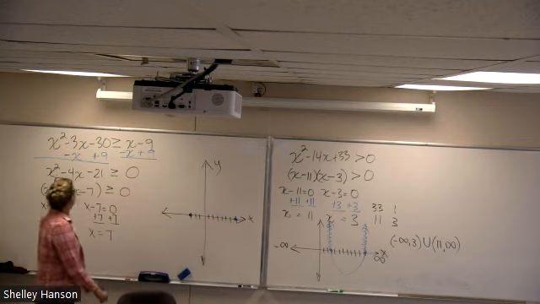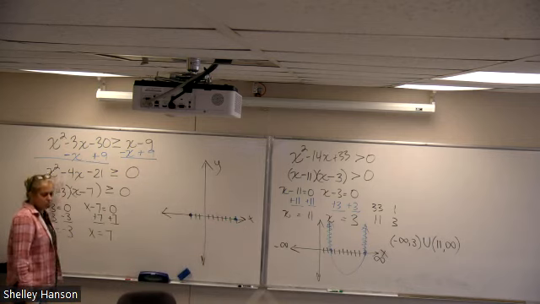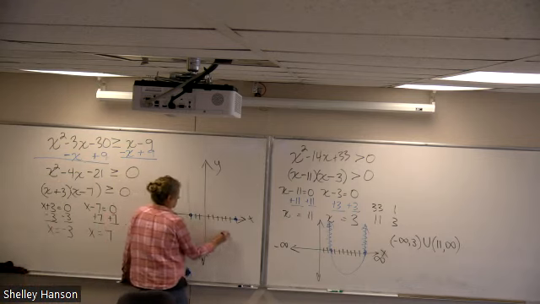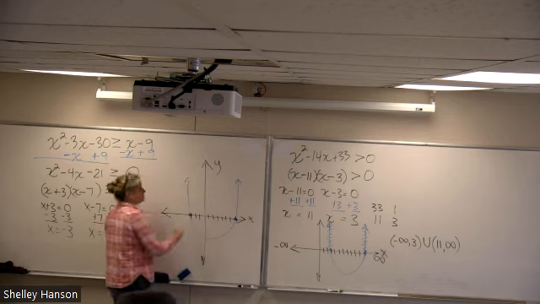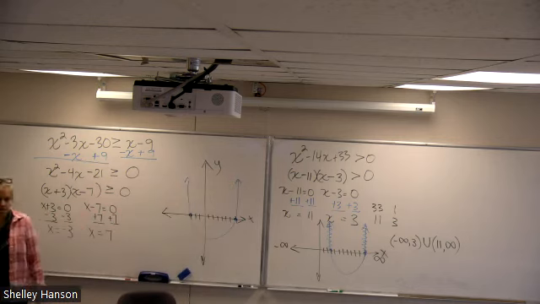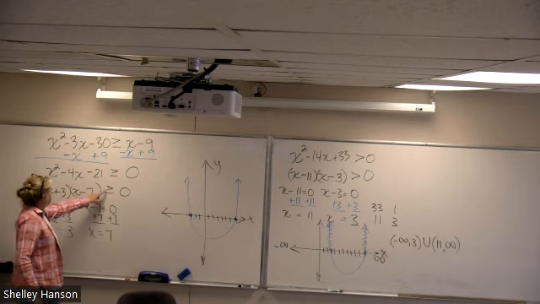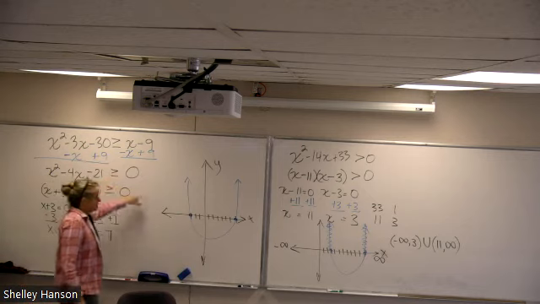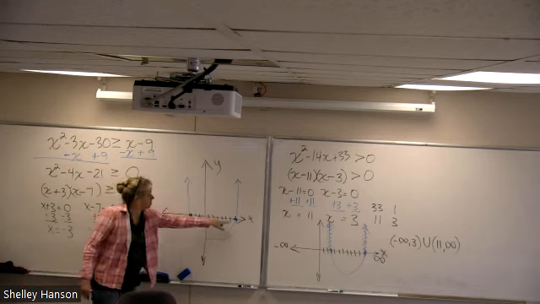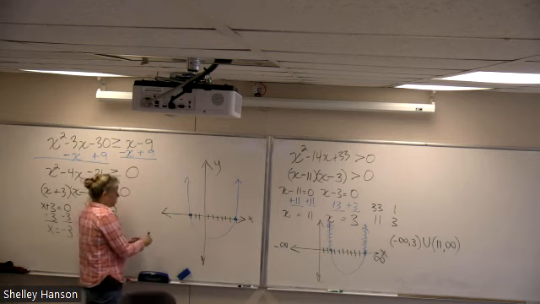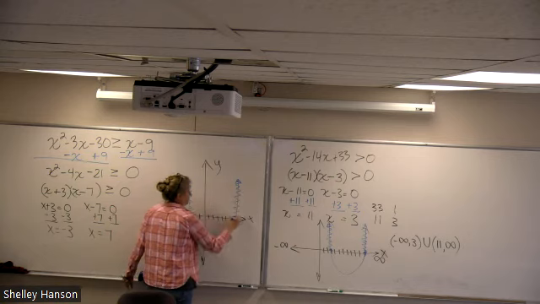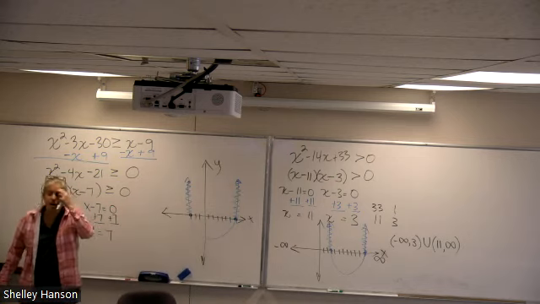Negative 3, positive 7. X squared is positive, so it's a right side up parabola. What does this want to know? Where is this greater than or equal to 0? So again, I'm talking about above, right? Because it's above 0. So there's the part of the graph that I want to include.